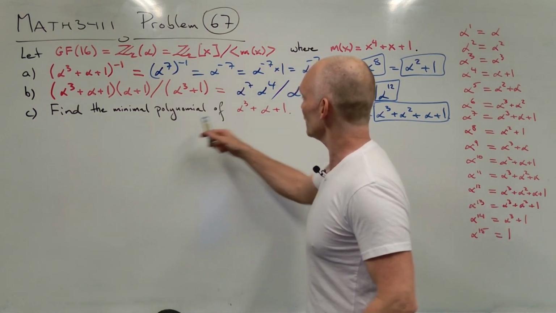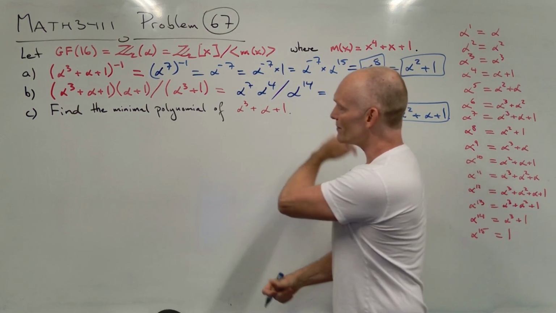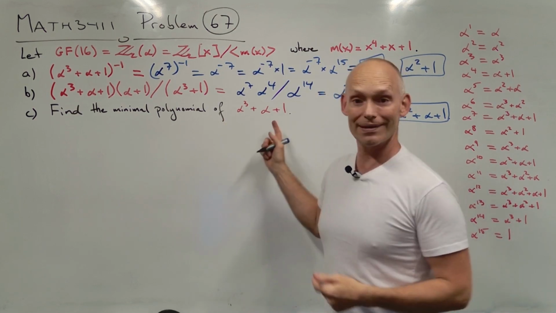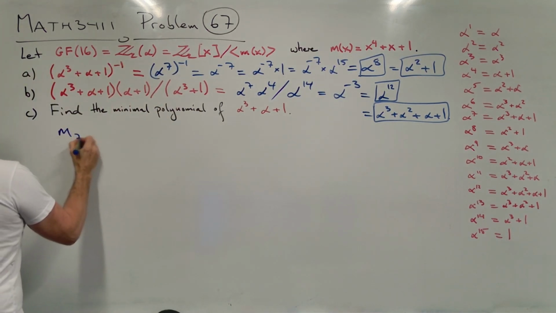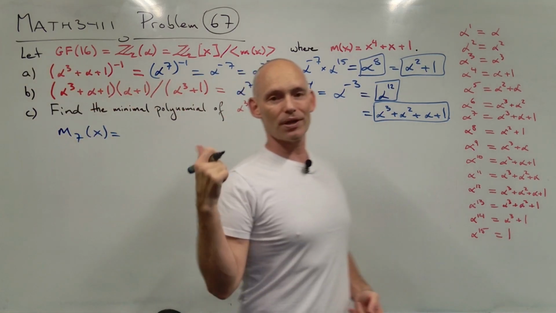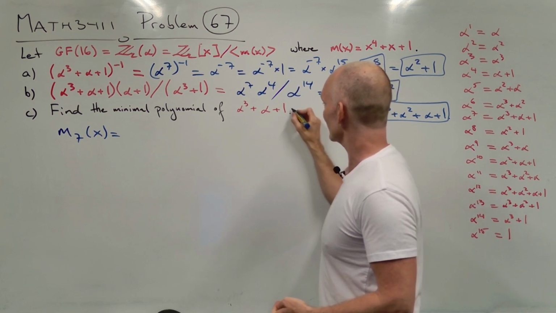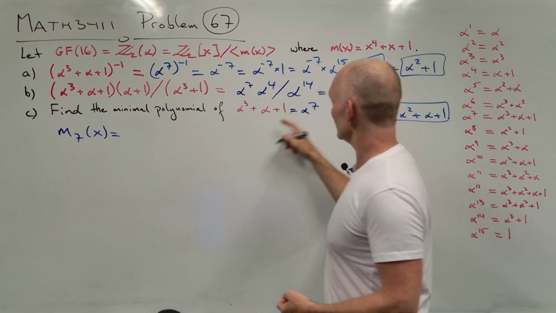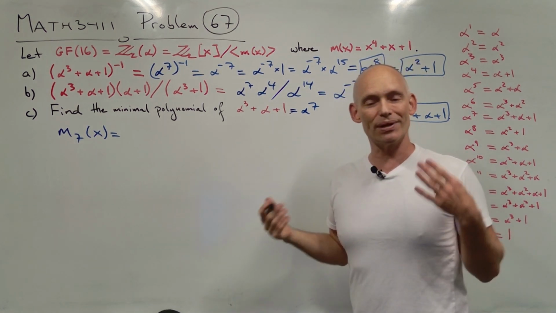Find the minimal polynomial of this. Oh, I recognize you. That's alpha to the power of 7. Find the minimal polynomial of alpha to the power of 7. So, let's write that as m7 of x. Now, first of all, what is that polynomial? Well, it's a polynomial that has this as a root. Okay.